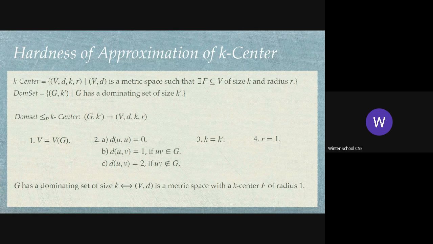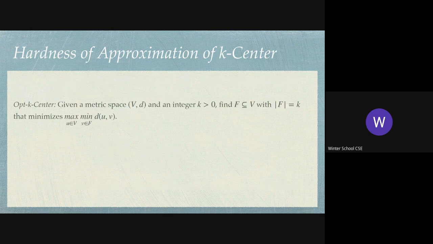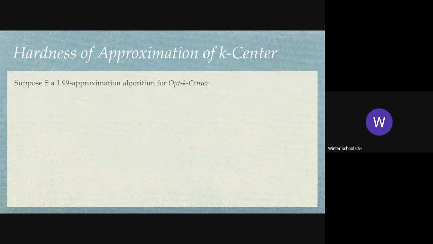I think it will be a metric space. So all we wanted was that d of u comma v should be greater than or equal to 2. That's it. If it is greater than or equal to 2, then we can use it to prove this hardness of approximation for K center. So this finishes the first part.